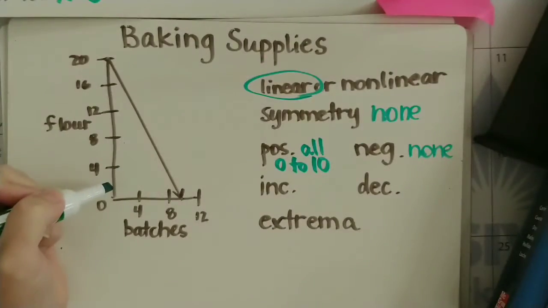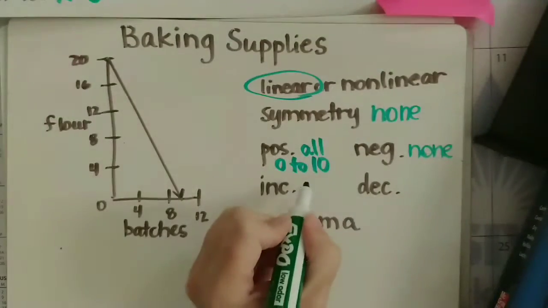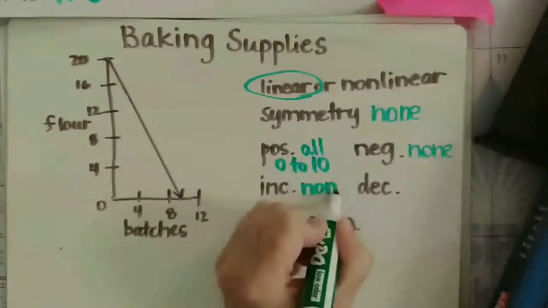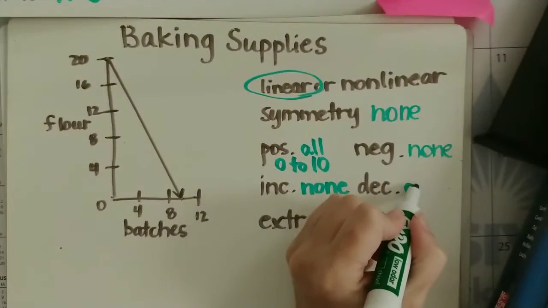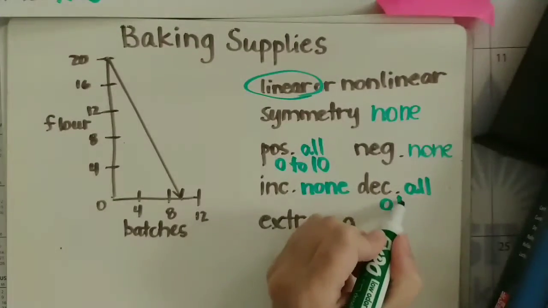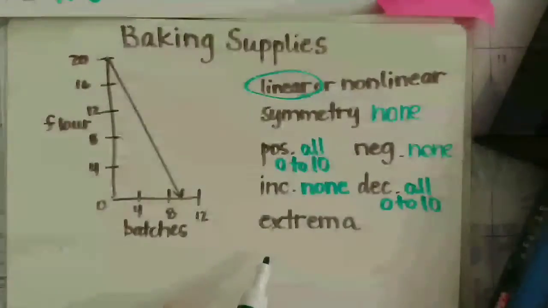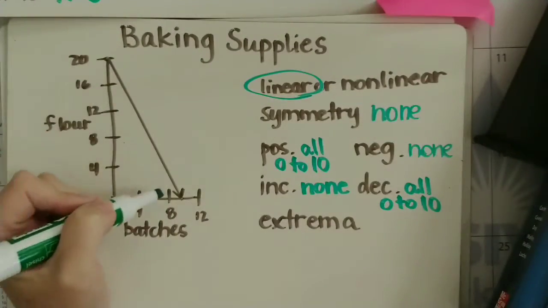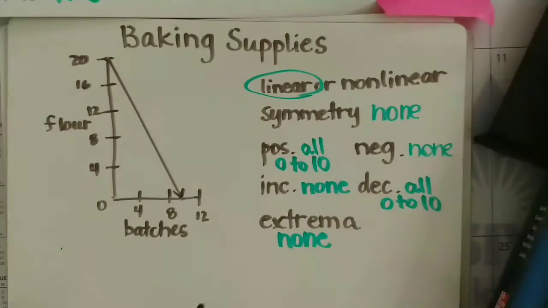Increasing, I don't believe the cups of flour is going to increase as we make our cookies, so this is none. Decreasing would be all, or again, you could describe it as 0 to 10. And do we have any extrema? Do we have any peaks or do we have any valleys? And again, there is none.